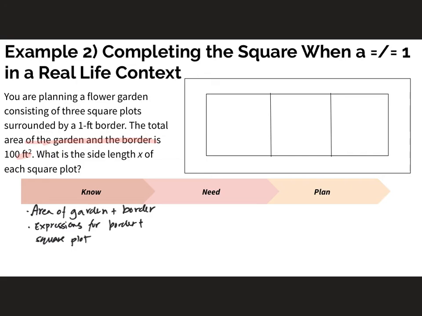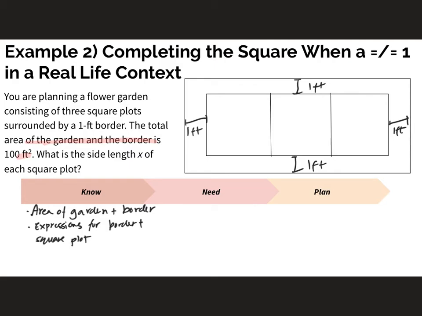And why don't we actually annotate our diagram so that it accurately reflects the expressions and the given information that we have, right? So we're not going to annotate that this is all 100 feet squared, but we do know that we have that 1-foot border that's going around our garden, right? So we know it's going to be 1 foot all the way around. So this is 1 foot. This is also 1 foot. This is also 1 foot. And then finally over here, it's also 1 foot.